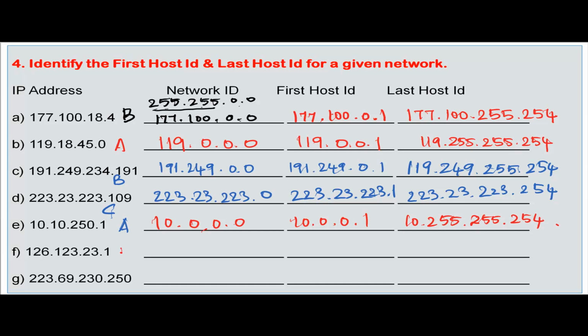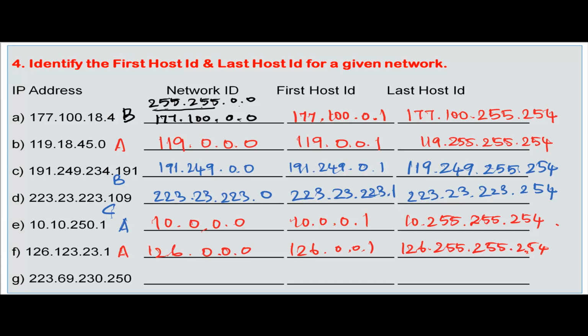126, this is also a class A IP address. So in that case, 126.0.0.0 is going to be our network ID. The first host ID is 126.0.0.1. This is the first host ID. The last host ID is 126.255.255.254. So this is going to be the last host ID.